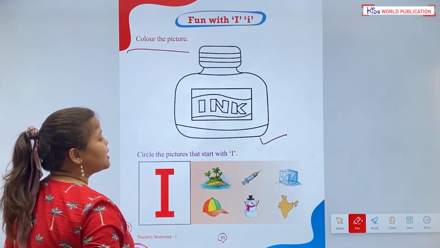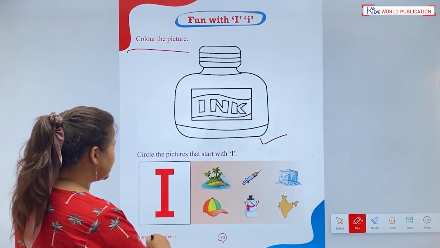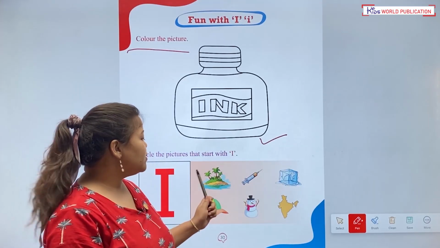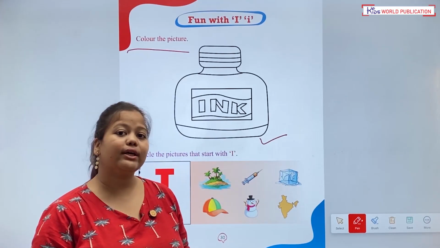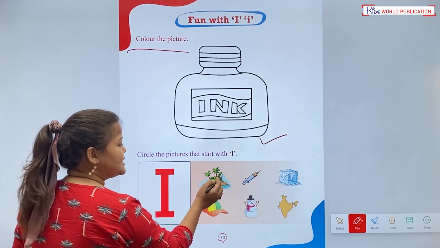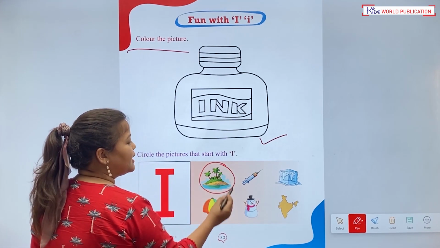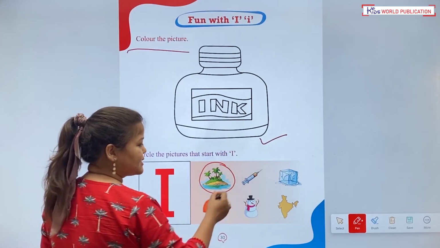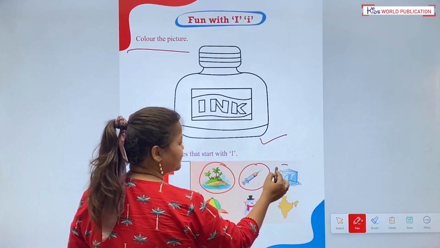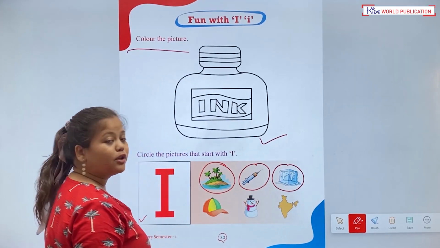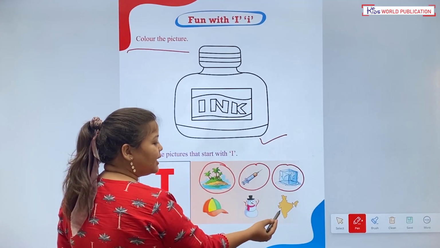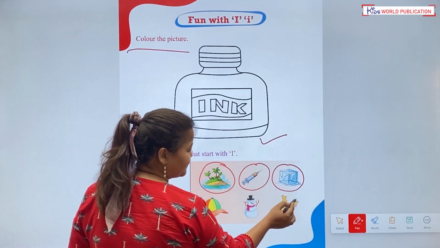Circle the pictures that start with I. So kids, this is the letter I and here are some pictures given. You will circle the pictures which names start with letter I. Island, yes. Injection, yes. Eyes, yes. Cap, no. Snowman, no. India, yes.